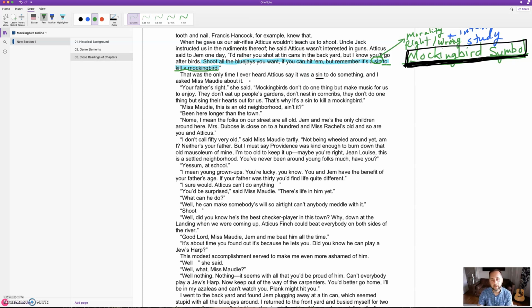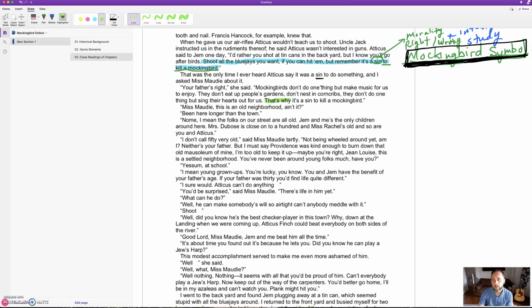"Your father's right," she said. "Mockingbirds don't do one thing except make music for us to enjoy. They don't eat up people's gardens, don't nest in corn cribs. They don't do one thing but sing their hearts out for us. That's why it's a sin to kill a mockingbird."